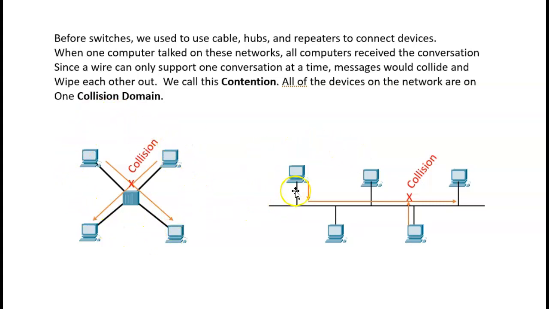The same thing over here. This PC on the left wants to talk to the PC on the right, and suddenly this PC down here in the lower right wants to talk, and a collision occurs. So again, we have a collision domain over here.